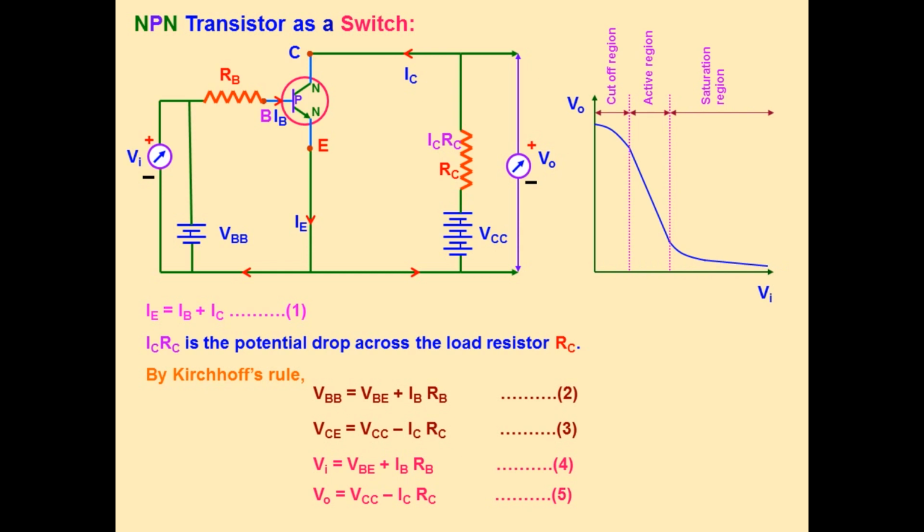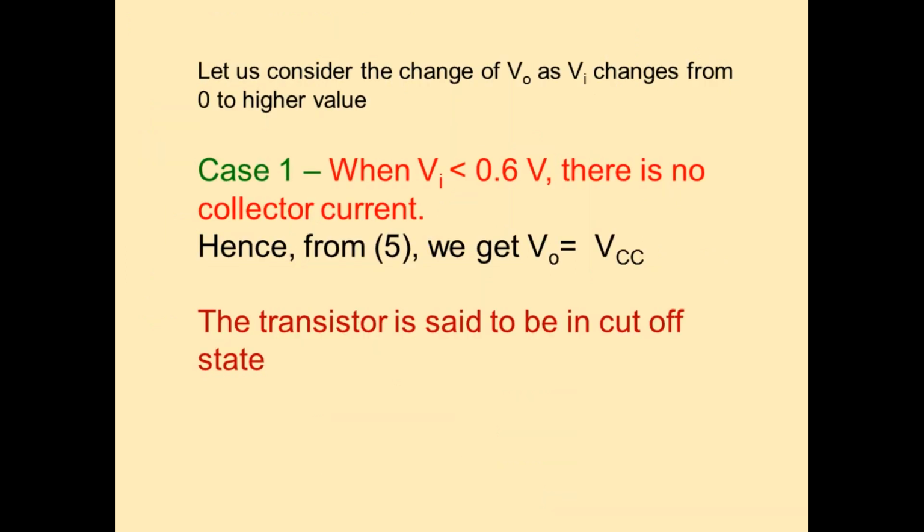A graph is drawn between input and output, and in the graph I mention three regions: cutoff region, active region, and saturation region. Now we discuss how it works as a switch. How it works as a switch, a transistor as a switch. Consider the change of output voltage with input voltage from 0 to higher values.